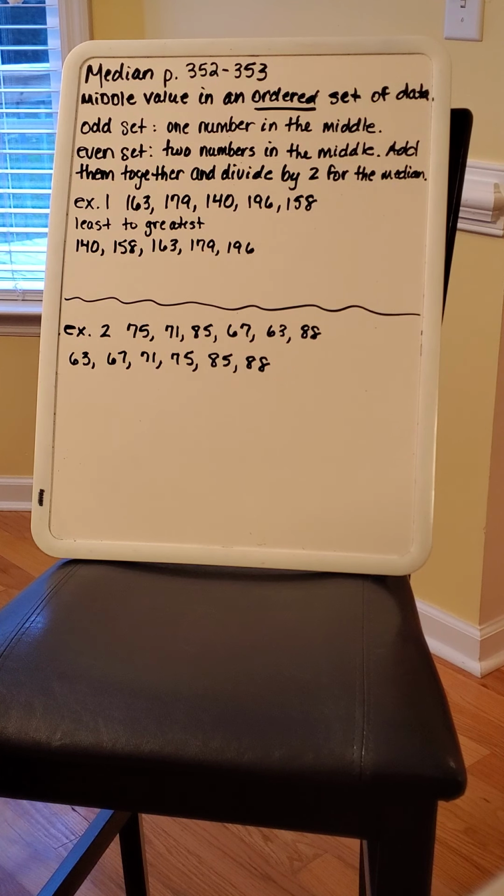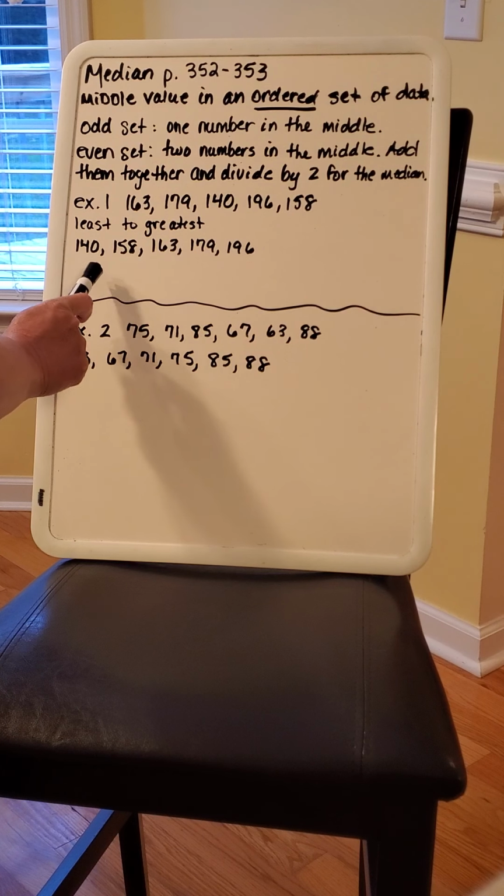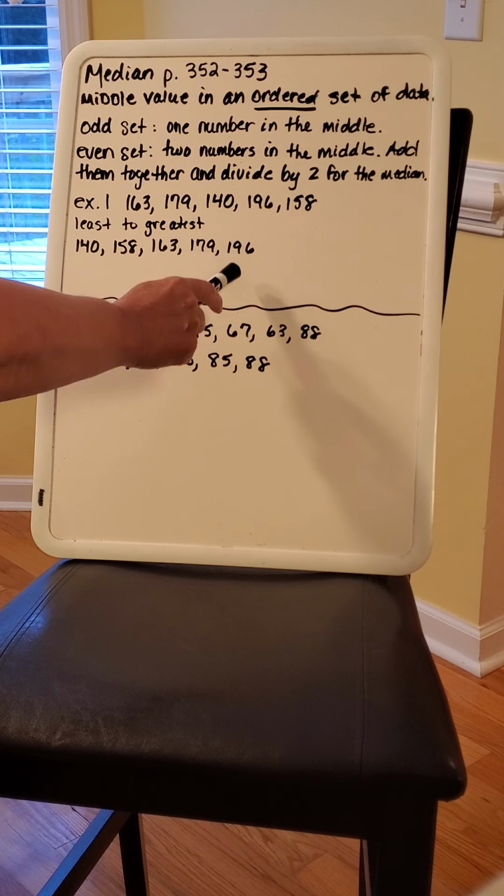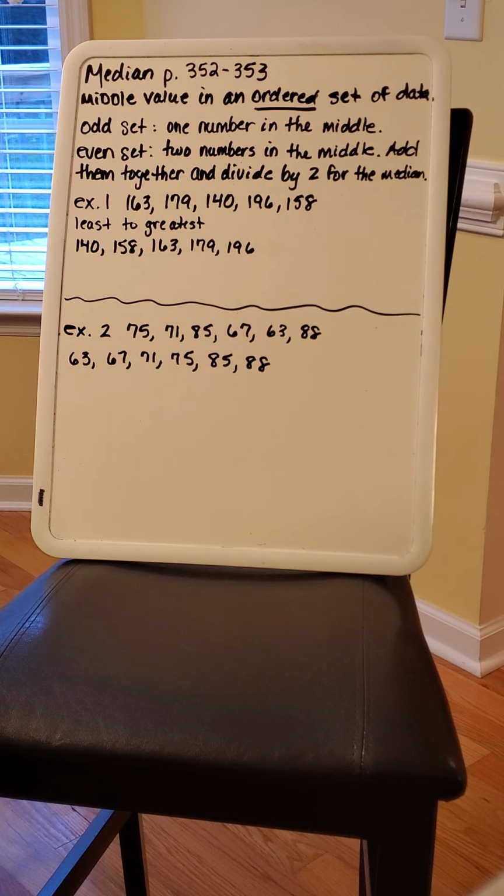So for the first example, they give us the numbers 163, 179, 140, 196, 158. So we cannot just look and find the middle number and say that's it. It has to be ordered. I label mine or order mine least to greatest. Even if you do it greatest to least, it's still going to be the same thing. So least to greatest, I think, comes more natural than going larger down to smaller. So I took these same numbers and I put them in order. 140, 158, 163, 179, 196. So now they are ordered.